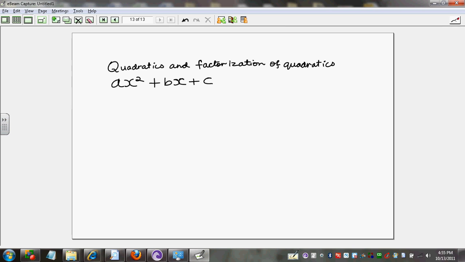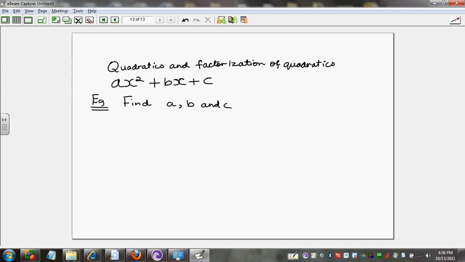Where a, b, and c are real numbers. And we'll do an example to illustrate what this means. In this example, we want to find the values of a, b, and c.